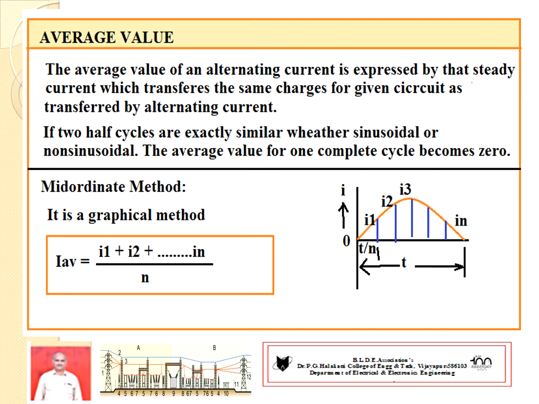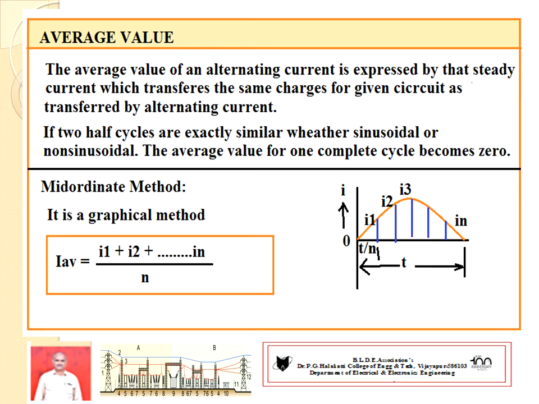Again, we are using two methods. Mid-ordinate method, it is a graphical method. Let there be only the positive half cycle of the waveform as shown in figure. So, again n intervals are there. Divide into n intervals. Each interval has a time of T by n seconds.